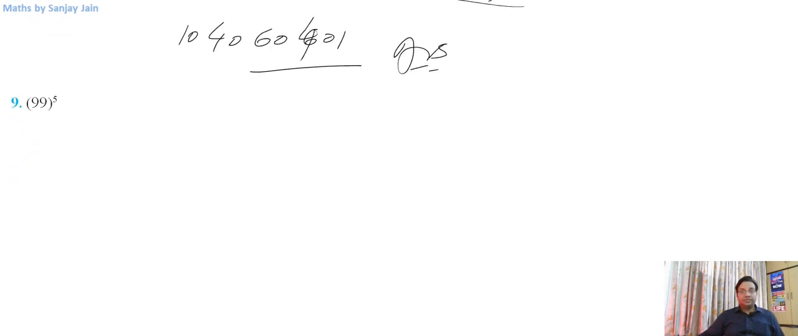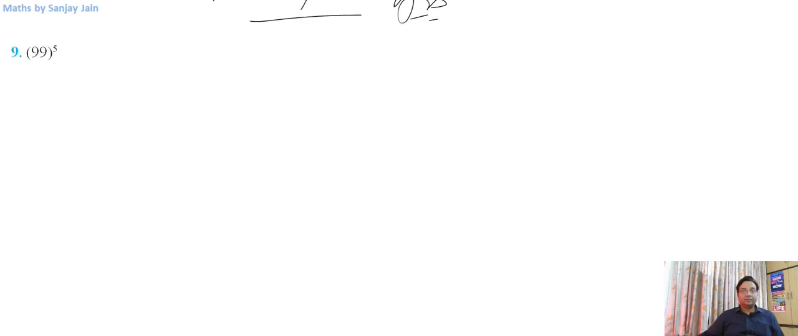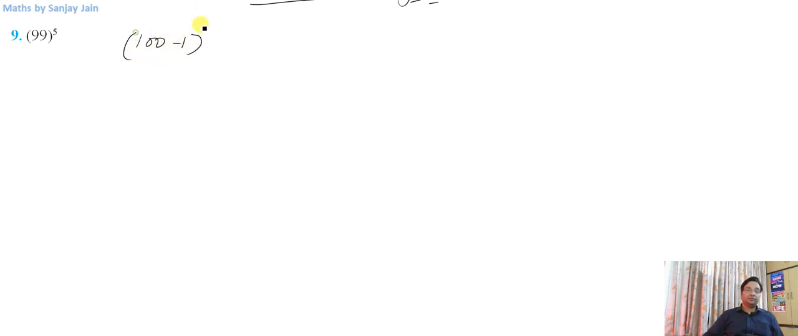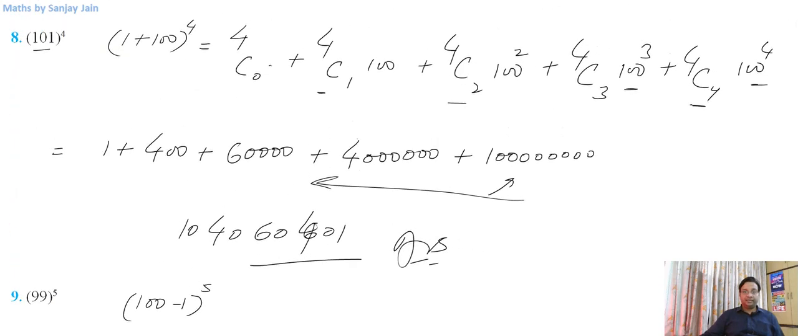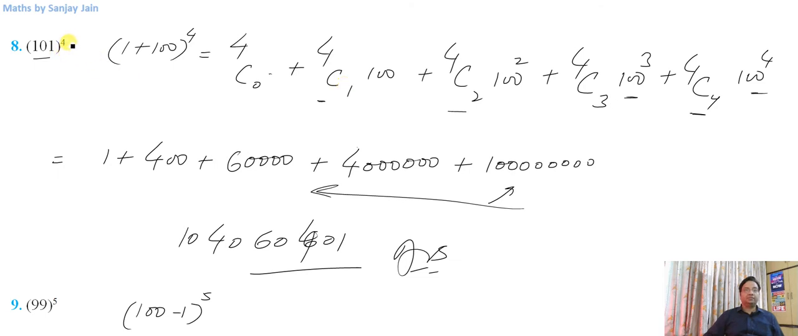Let us move to the next question. Okay, so this is 100 minus 1 raised to power 5, right? We have done a similar question just now where we had 100 plus 1 raised to power 4. Now I've got 100 minus 1 raised to power 4. So the only difference in these questions will be that I'll have alternate plus minus.